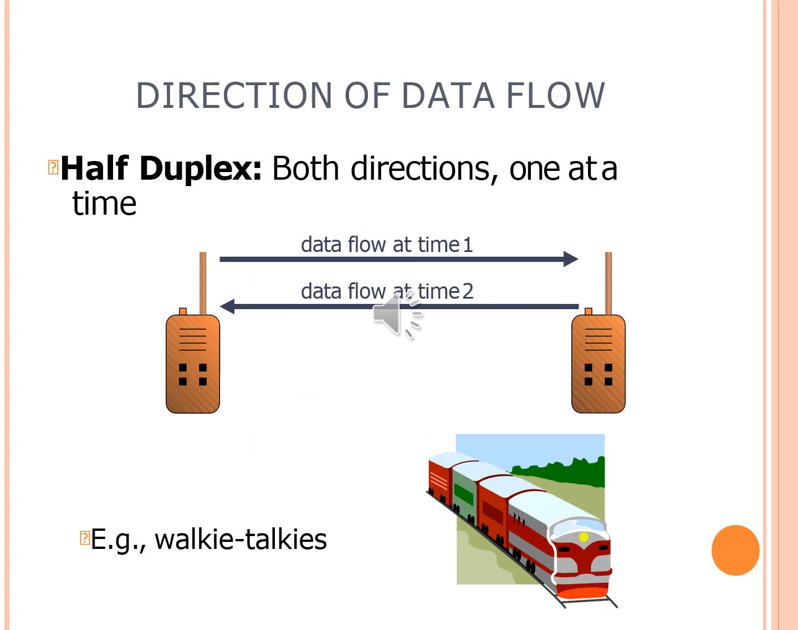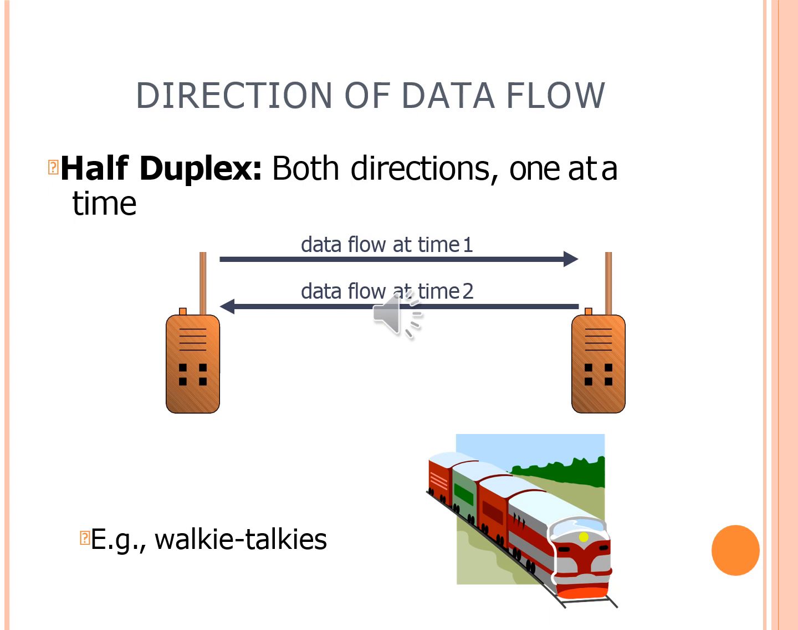Now we have half duplex, which is very simple, students. Data can be transmitted in both directions. Both directions means the sender can also receive, and the receiver has the same ability. They can treat themselves as a sender, and if required, they can also work as a receiver.